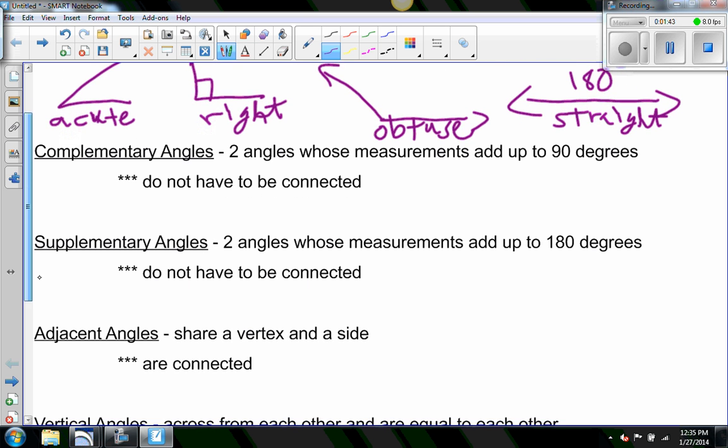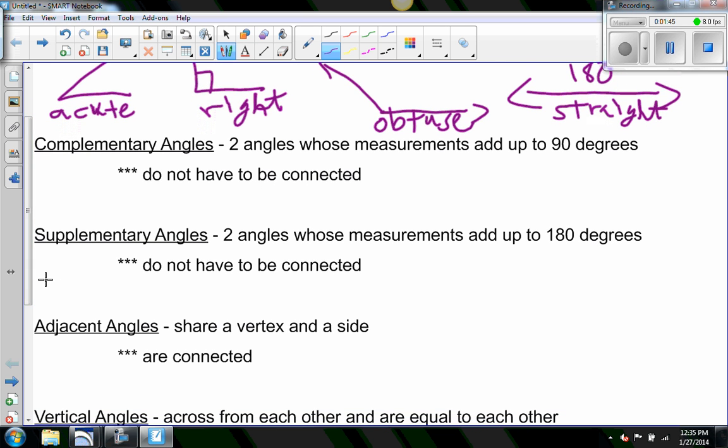Then we'll move on to complementary angles. Two angles whose measurements add up to 90 degrees. Any two angles. They do not have to be connected. They don't have to be right next to each other. So if I have a 35-degree angle and a 55-degree angle, those two would be complementary because they add up to 90 degrees.